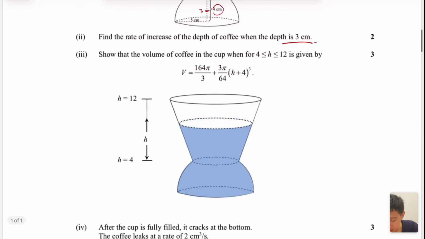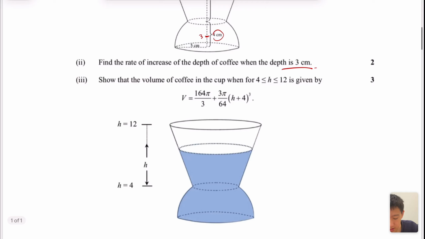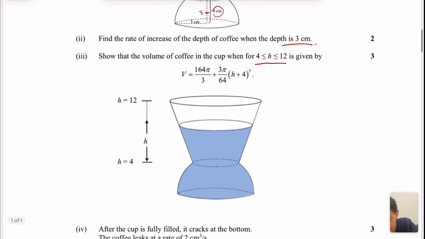Now the third one is asking you to find the volume of the coffee cup when h is 4 to 12. This graph can be misleading. It is not h. So here is h equals 4, here is h equals 12, and here h equals 0. This particular length should be h minus 4 instead of h, which is a bit misleading.